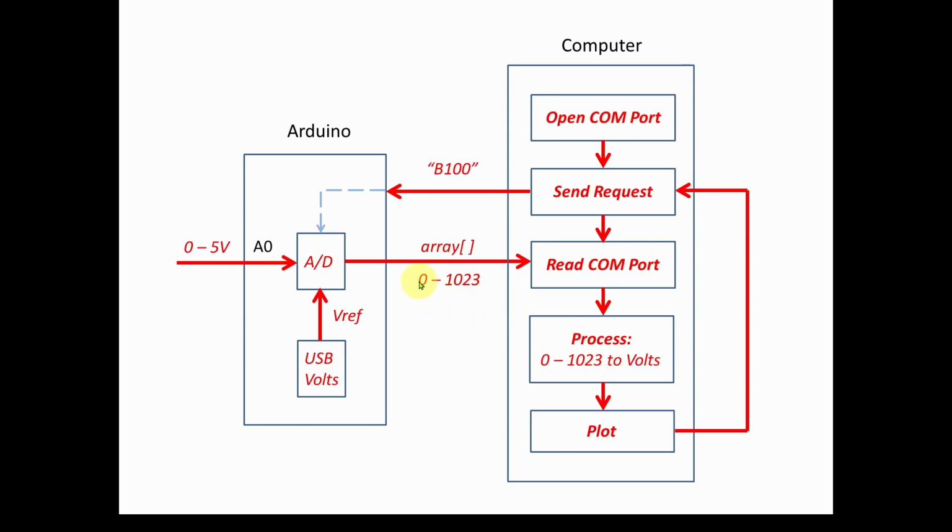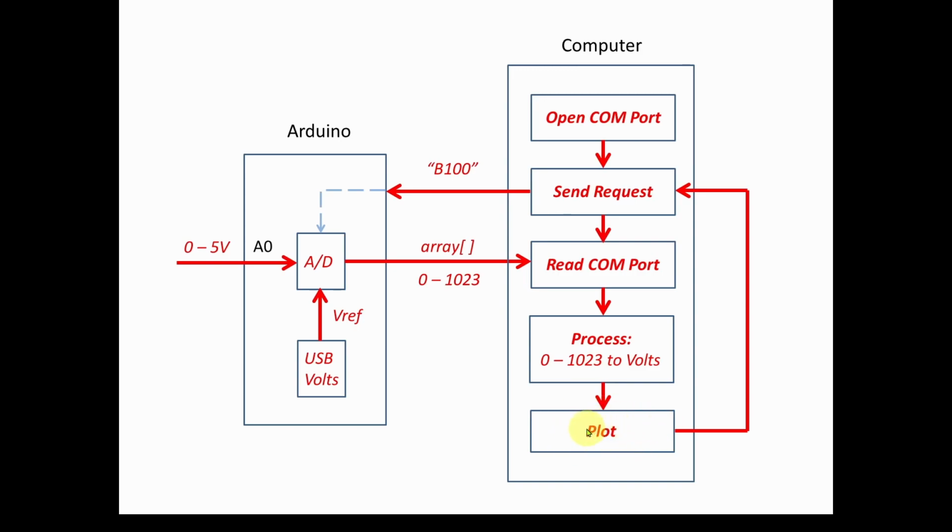Now again, we're getting values from 0 to 1023 that mean absolutely nothing to us. We have to convert those back to voltages like we were receiving at the analog zero pin. So we're going to have to figure out how to process a number from 0 to 1023 and convert that back to the 0 to 5 volts, which means we're going to have to know what this V reference is. So once we've done all the processing, then we have to go through and do a plot.